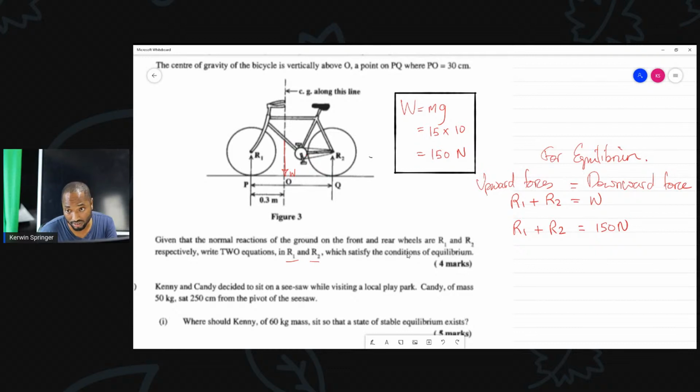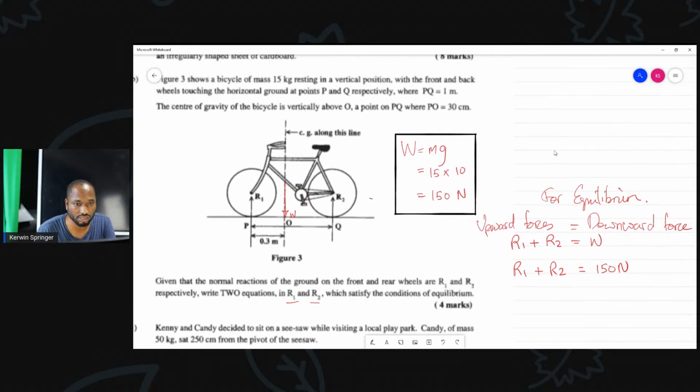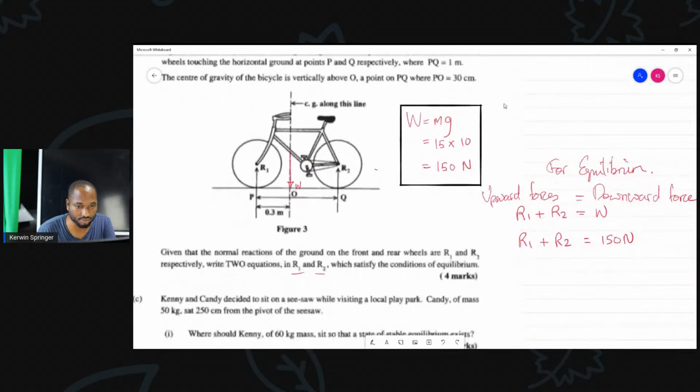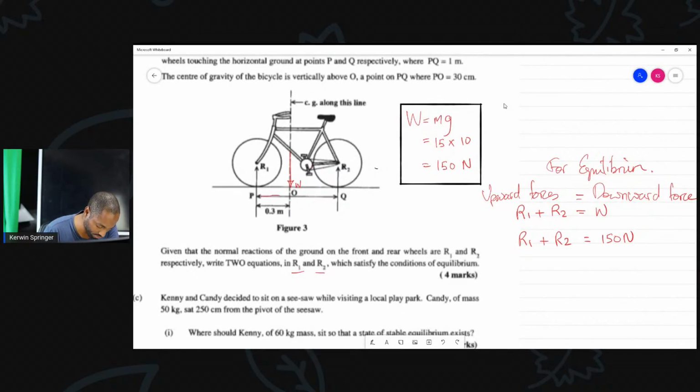They wanted two equations. Another equation would be something with moments. They give us what PO, the length of PQ, is. PO is 0.3 meters, and PQ, the whole thing, is 1 meter. So since the whole thing is 1 meter, we can get some moments action taking place here.